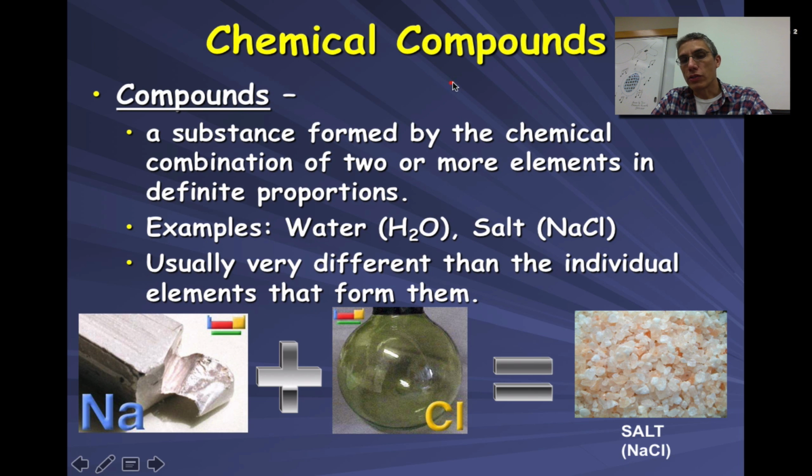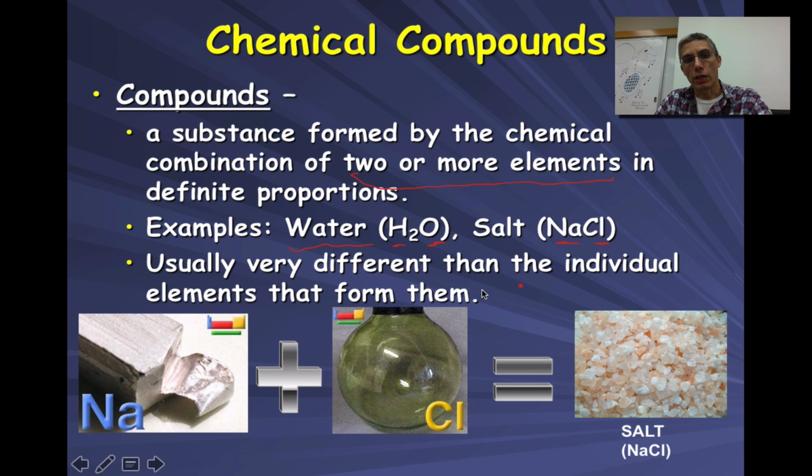We usually don't consider the electrons because they don't have a huge effect on the weight of that element. Now, a compound is a little different compared to an element, an atom, or even a molecule. A compound is a substance that is formed by the chemical combination of two or more elements in definite proportions. A good example of a compound is water, H2O, or salt. Typical table salt is made up of sodium and chlorine. Water is made up of hydrogen and a second element called oxygen.